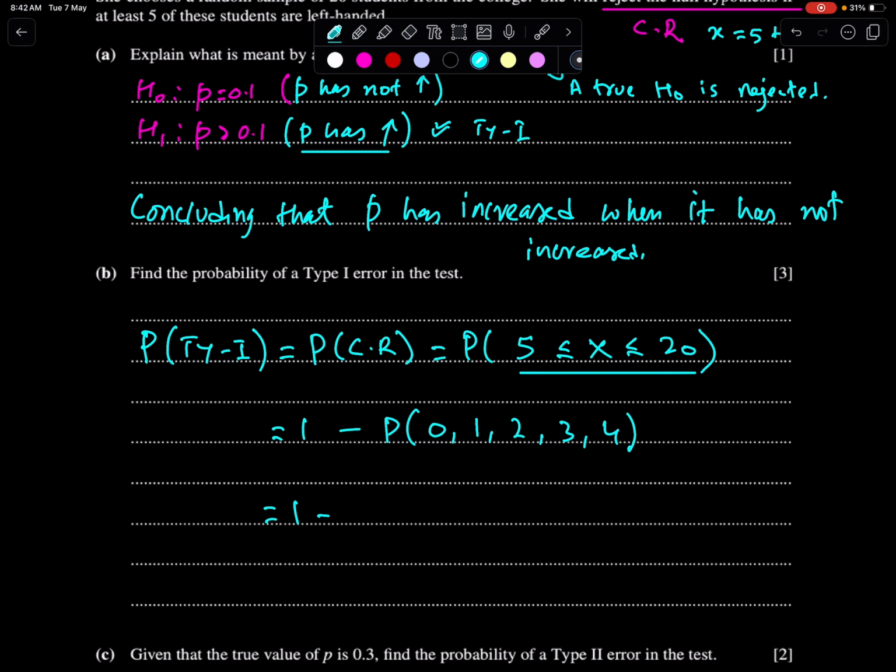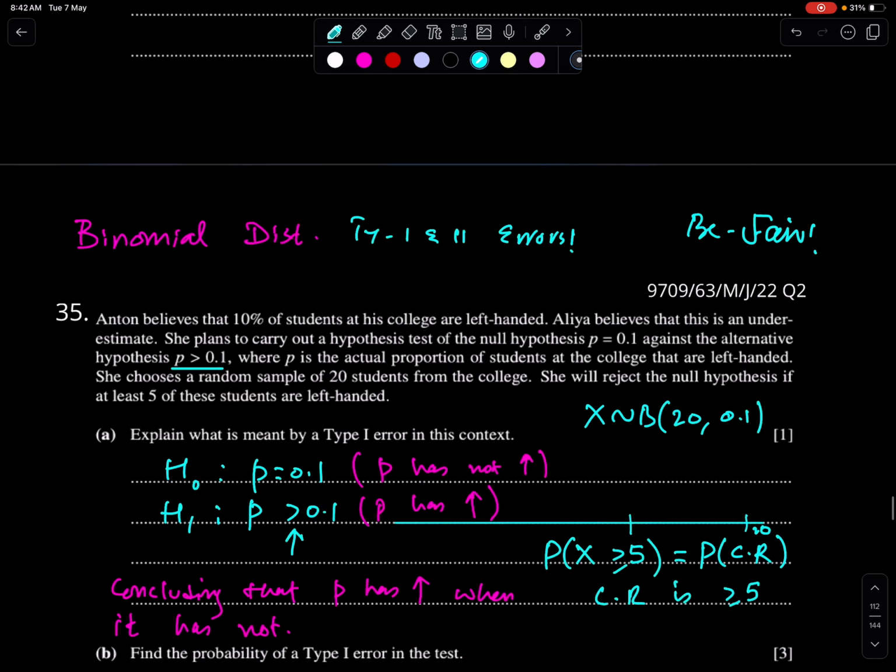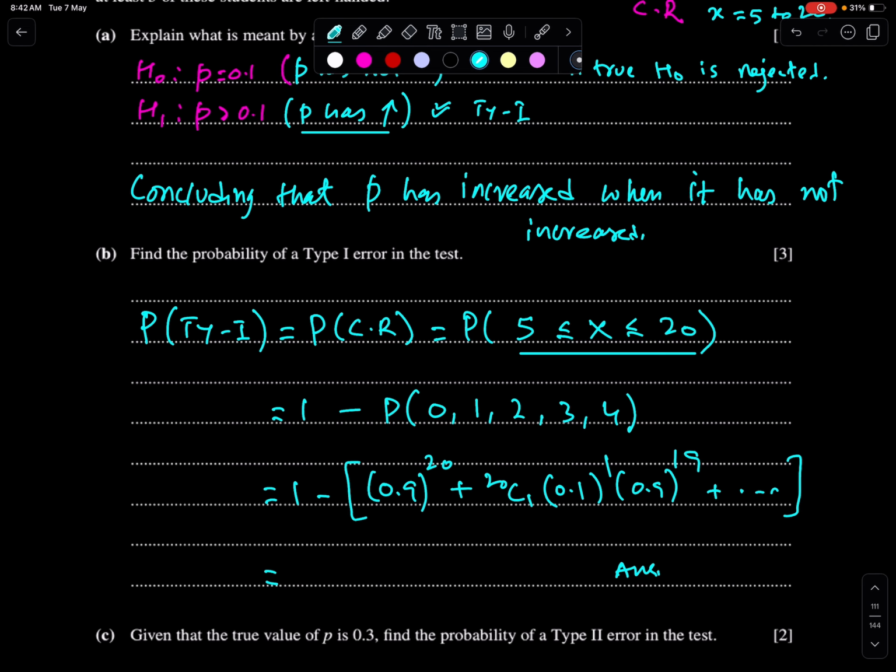So 1 minus, for 0, q power n, and q is 0.9 because p is 0.1. Then 20C1 p power 1 q power 19, and so on. Let me check this number. This is 0.0432. Make sure you give your answer up to 3 significant figures.